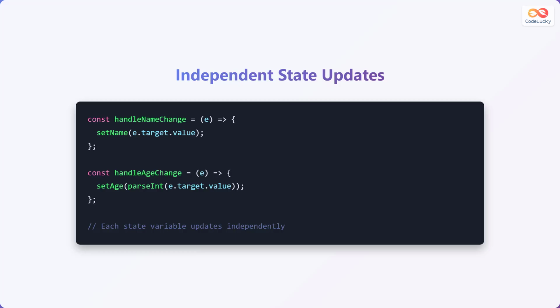One of the key benefits of using multiple useState hooks is that each state variable can be updated independently. Look at the code snippet. We have a handleNameChange function that takes an event as input and updates the name state using setName with the new value from the input field. Similarly, the handleAgeChange function updates the age state using setAge. Notice that updating the name doesn't cause the age or email to re-render, and vice versa. This is because each state variable is managed independently by its own useState hook.